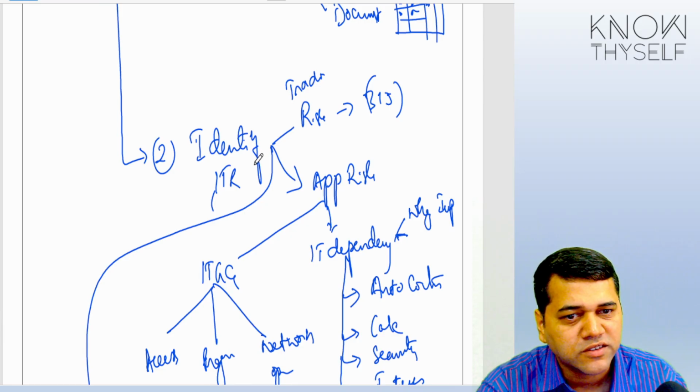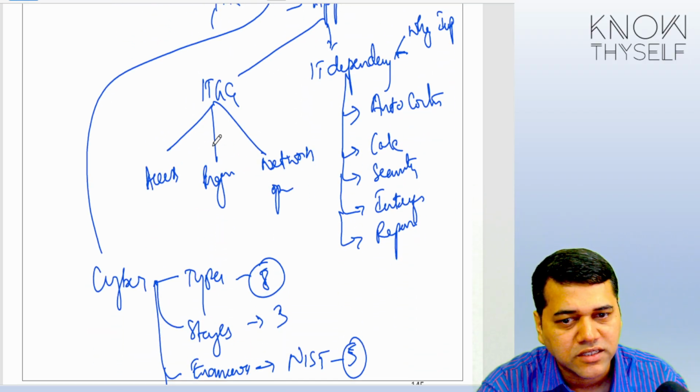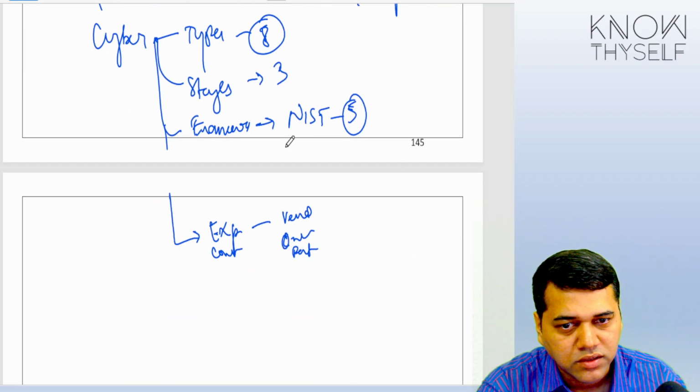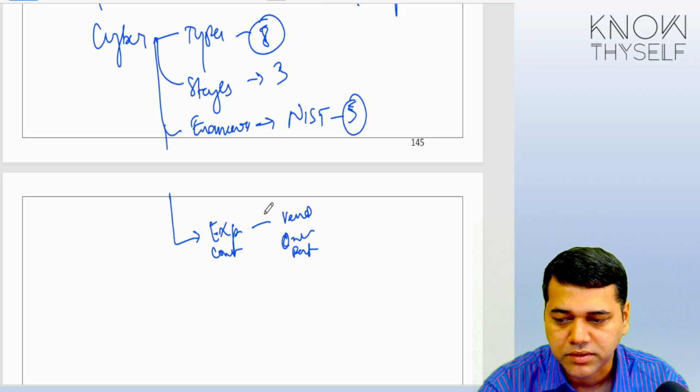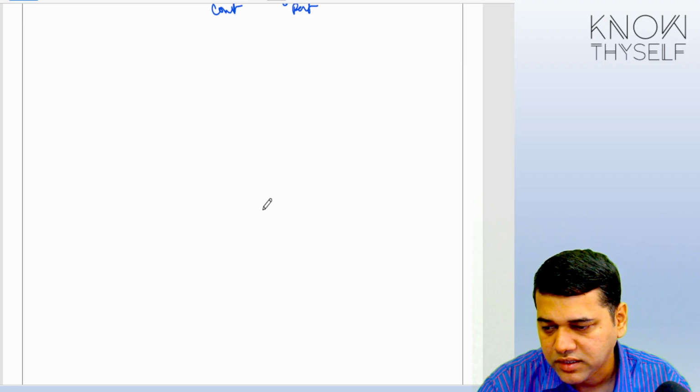So identify the risk, which means application risk and cyber risk. Application risk will have ITGCs. Cyber risk will have a framework. And they have given the example. Done, right? This is what we have learned. Is there anything left?